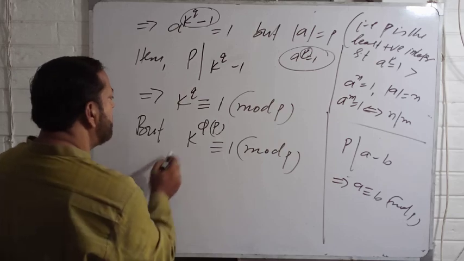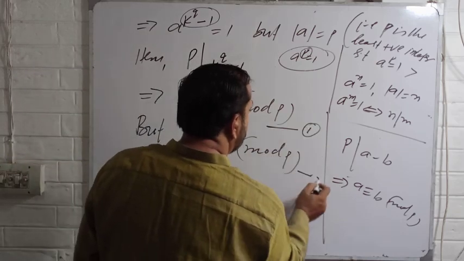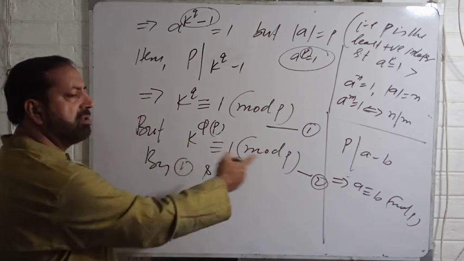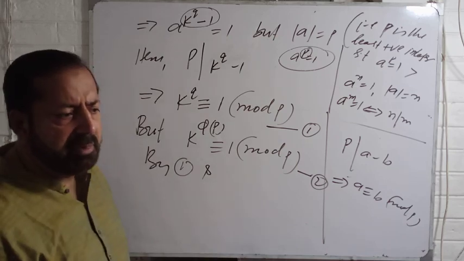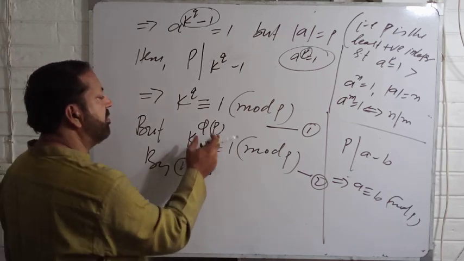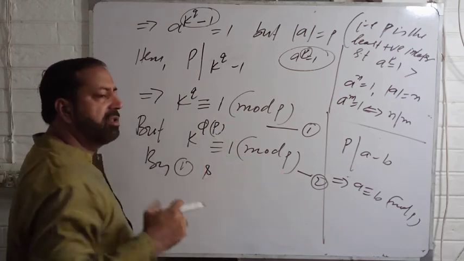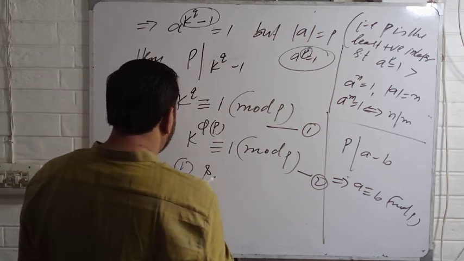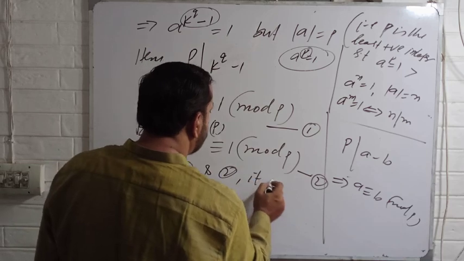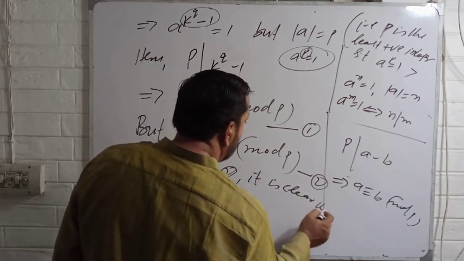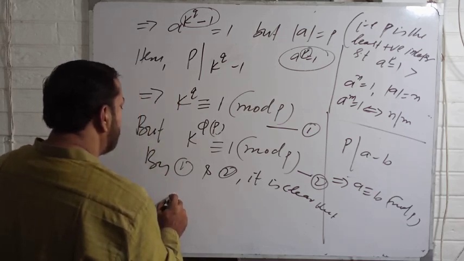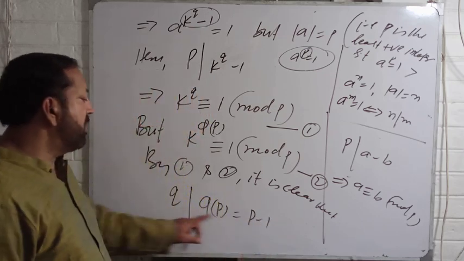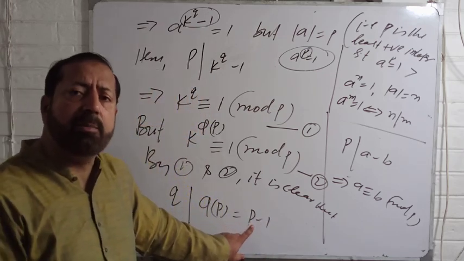So let's say 1, and 2. By 1 and 2, this is because of Euler's theorem. I have explained before the starting of the proof that k power phi of p is congruent to 1 mod p. You know that p does not divide k. This is understood. So by 1 and 2, it is clear that q divides phi of p. And you know what is phi of p? This is p minus 1. So q divides p minus 1, but you are given that q does not divide p minus 1.